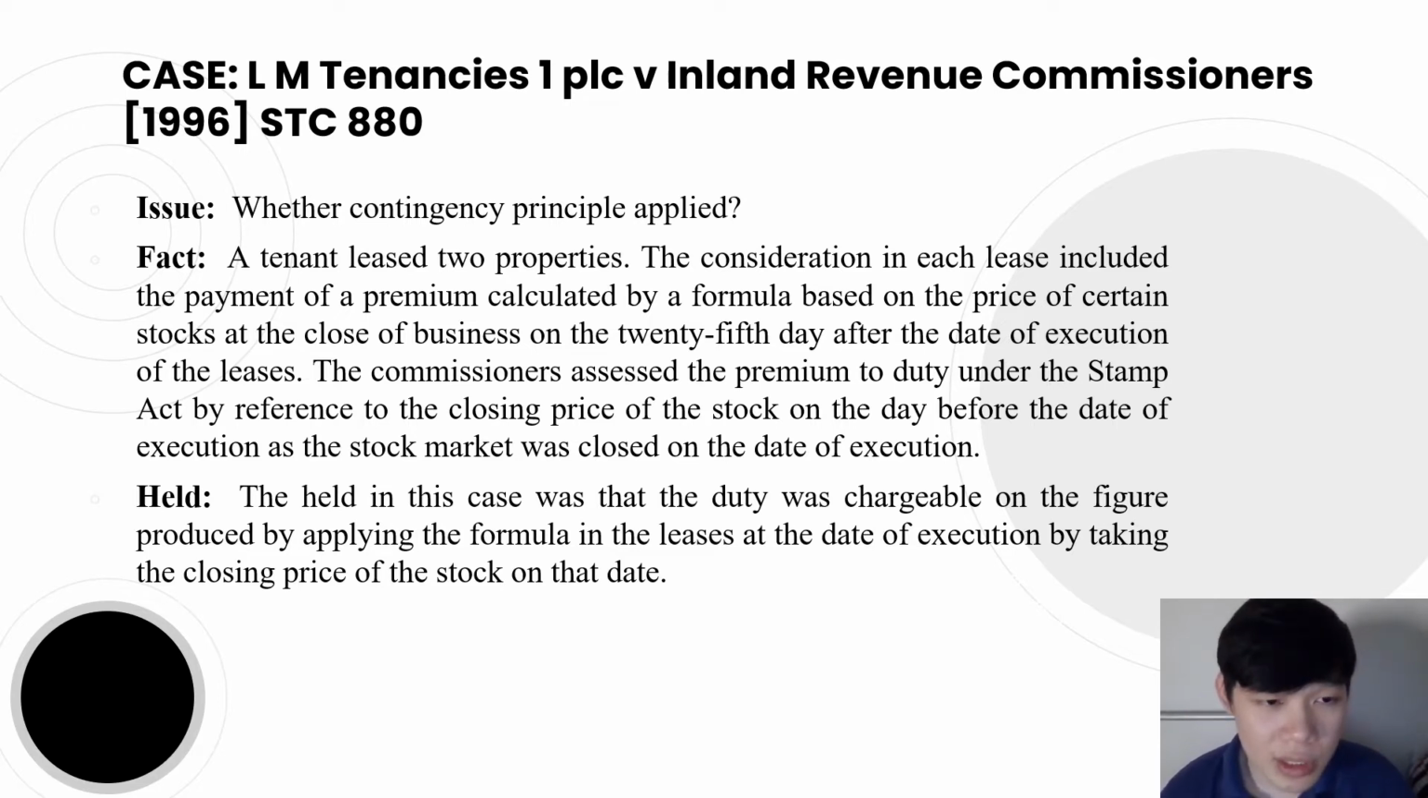The commissioners assessed the premium to duty under the Stamp Act by reference to the closing price of a stock on the day before the date of execution, as the stock market was closed on the date of execution. The held for this case is the duty was chargeable on the figure produced by applying the formula in the leases at the date of execution by taking the closing price of the stock on that date.